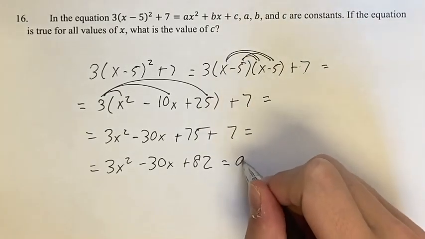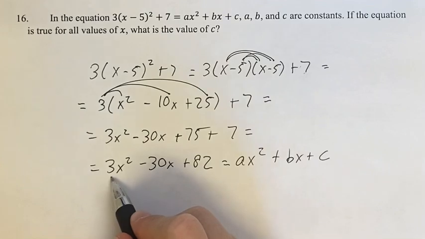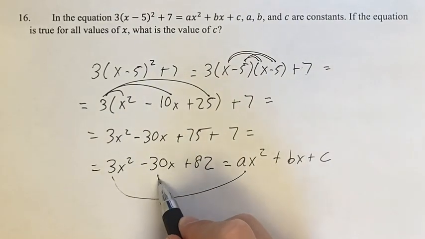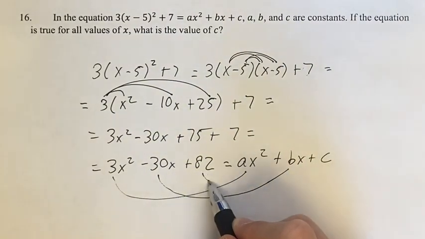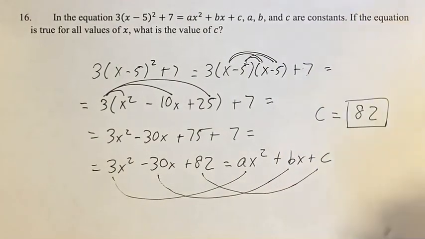And we're told again that this is equal to ax squared plus bx plus c, which therefore means 3x squared is the same as ax squared, negative 30x is the same as bx, and 82 is the same as c. So c is equal to 82, which is going to be your final answer.